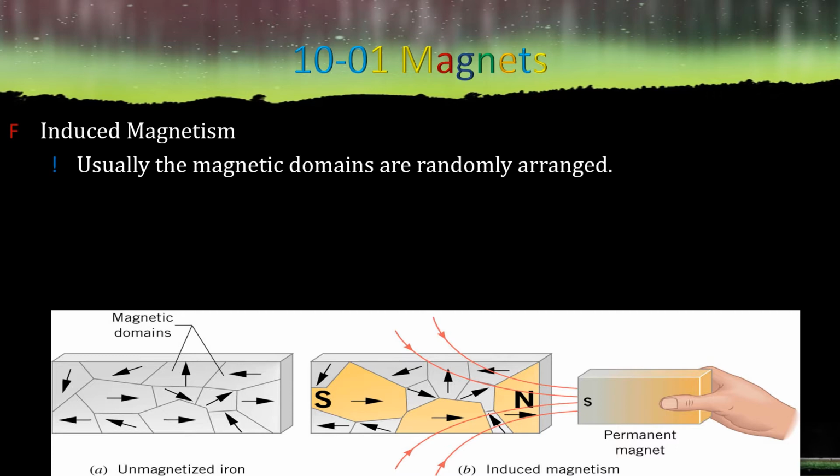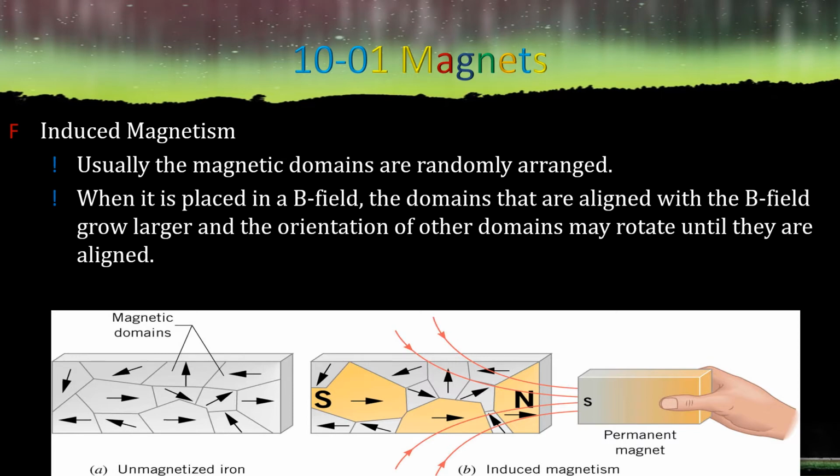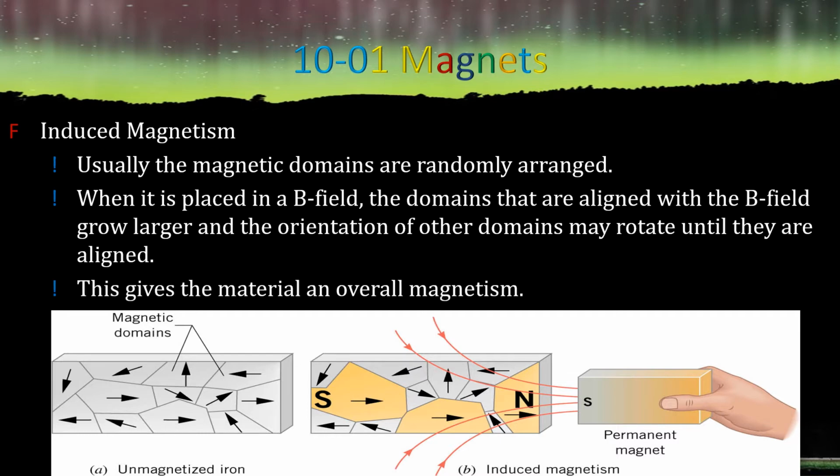Induced magnetism. Usually, the magnetic domains are randomly arranged. When the material is placed in a magnetic field, the B field, the domains that are aligned with the B field grow larger, and the orientation of other domains may rotate until they are aligned. This gives the material an overall magnetism.